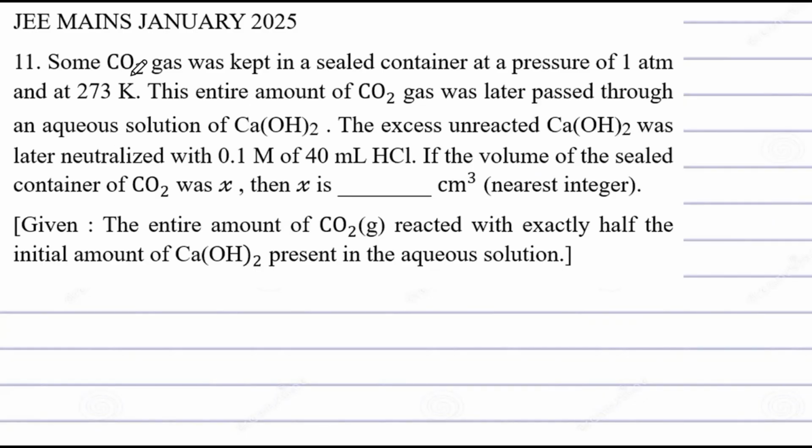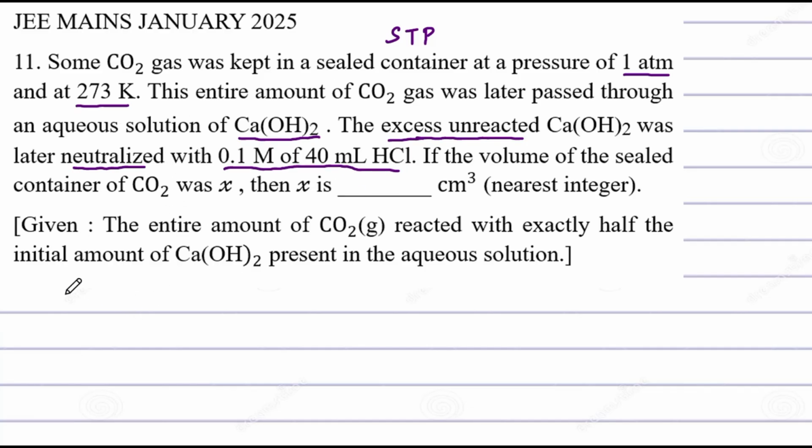The next question is: some CO2 gas was kept in a sealed container at a pressure of 1 atmosphere and at 273 Kelvin. 1 atmosphere and 273 Kelvin is standard temperature and pressure, so keep this in mind. This entire amount of CO2 gas was later passed through an aqueous solution of Ca(OH)2. So this carbon dioxide gas is passed into Ca(OH)2, that is lime water. After this reaction, the excess unreacted Ca(OH)2 was later neutralized with 0.1 M, 40 ml HCl.